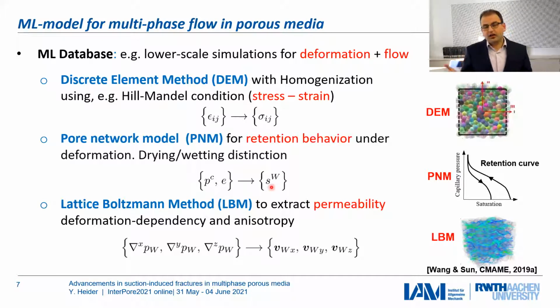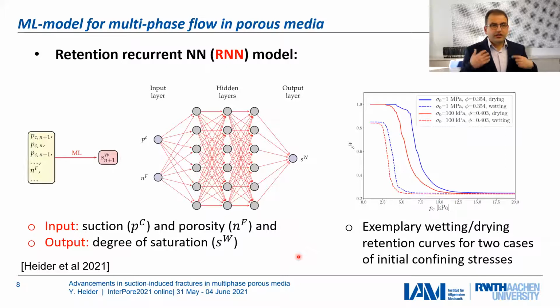And then we need some database which is related to the permeability. Simply, we apply the Lattice-Boltzmann methods, which solve the Navier-Stokes equation at the micro and mesoscale. We already have the deformed configuration from the discrete element method, so now we apply the Lattice-Boltzmann methods to get a database which includes the pressure gradients and the fluid velocities. So now we have the database, and then we can train our model.